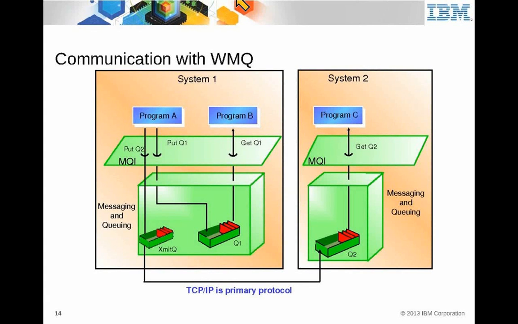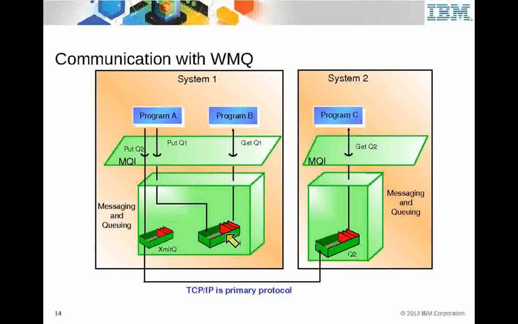So I mentioned local and remote queue managers. Over on System 1 on the left, we have two programs, Program A and Program B, which are talking through the MQI to a queue manager, which is the box below. So Program A can do a put, and it can go out to Q1, and then Program B can do a get and get a message off of Q1, and that is all local. That's not remote.